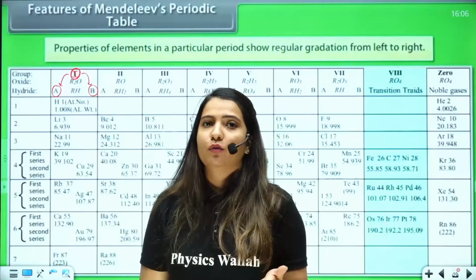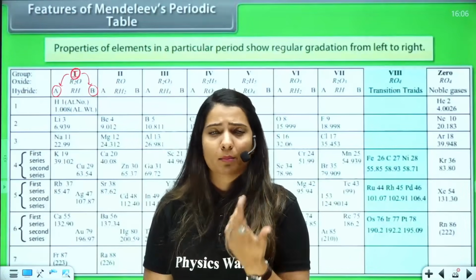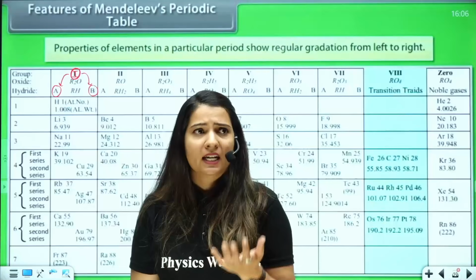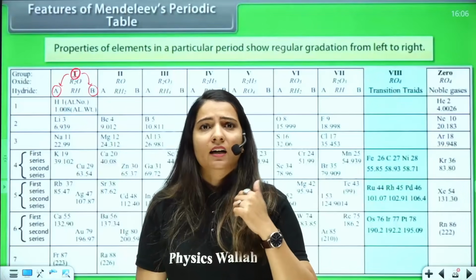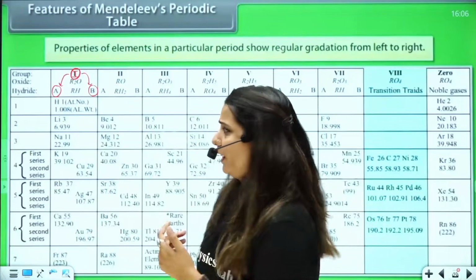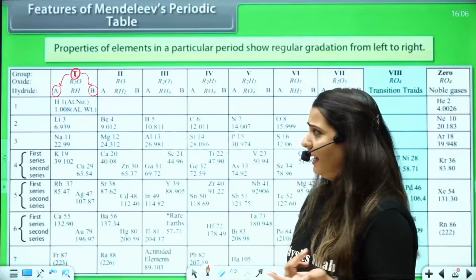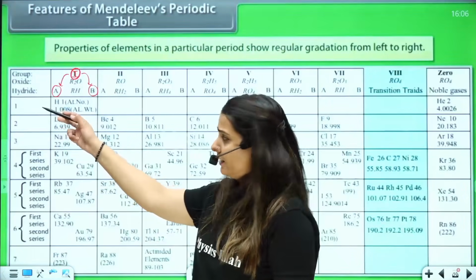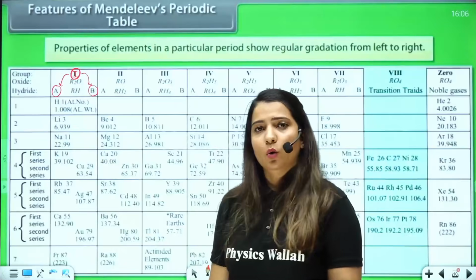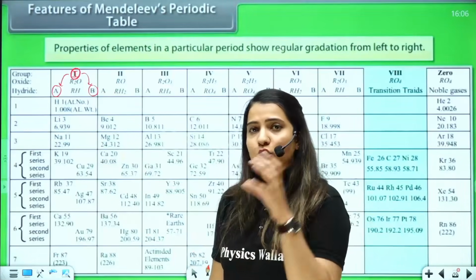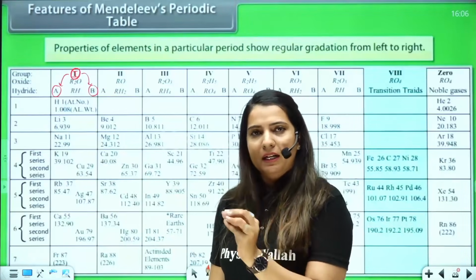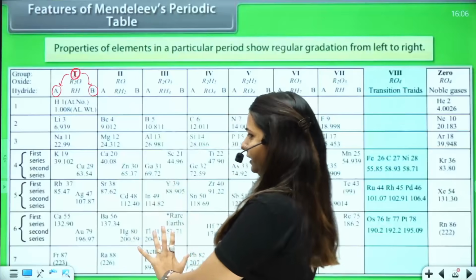What kind of questions can come? They can ask you the number of periods, the number of groups. Is there any subgroup? Is there any series present in the periods? If there is a series, in which period is the series present? I have no series in the first, second, third or seventh period. I only have it in the fourth, fifth and sixth. So understand the key points of Mendeleev's periodic table.